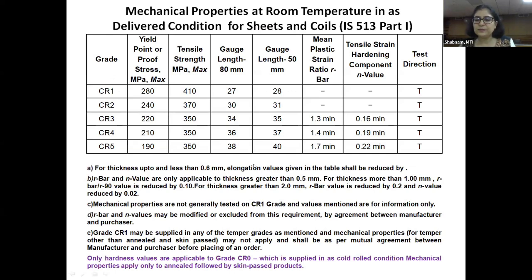Yes, I had a question to further explain the N bar and R bar ratio, sir, and how it is applicable. Okay, see, R bar basically stands for resistance to thinning. If we go to auto grade steels, CR4, CR5, sometimes the customer demands it. Tata Steel is also getting an R bar value, the mean plastic strain ratio, of around 2.